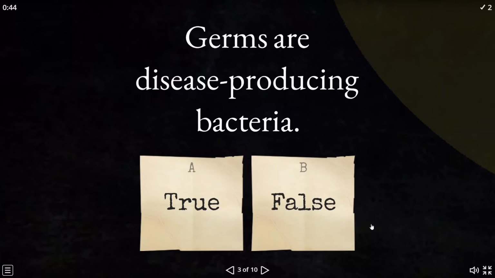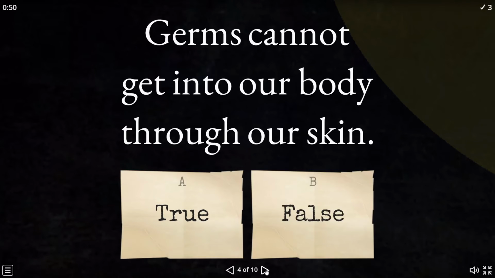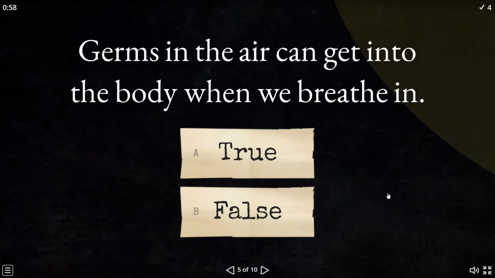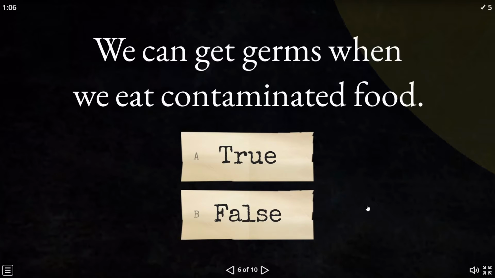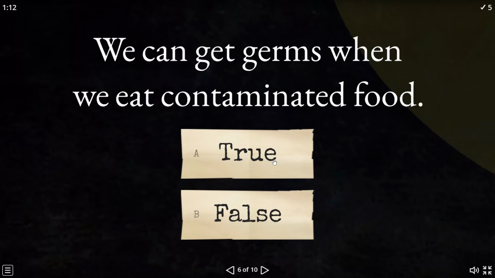Germs are disease-producing bacteria. True. Germs cannot get into our body through our skin. False, they can. Germs in the air can get into the body when we breathe in. True. We can get germs when we eat contaminated food. True.